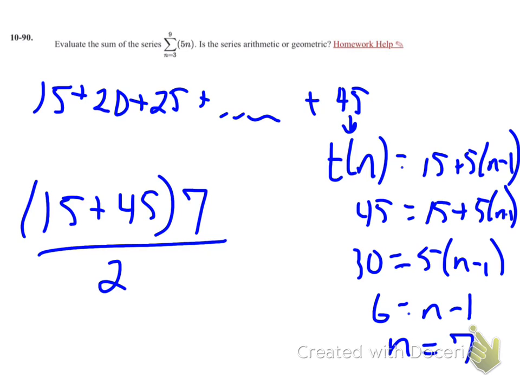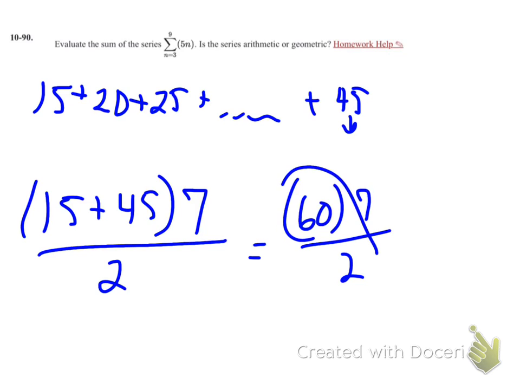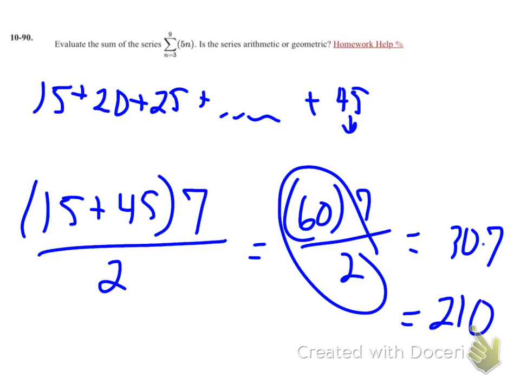So there are other ways we could do that as well, but now I've discovered there are 7 terms. So now I'm going to go through and calculate. 15 plus 45 is 60 times 7 over 2. I'm going to simplify these two just to make it as easy on me. So I have 30 times 7, and 30 times 7 is 210. So that is the sum of that series.